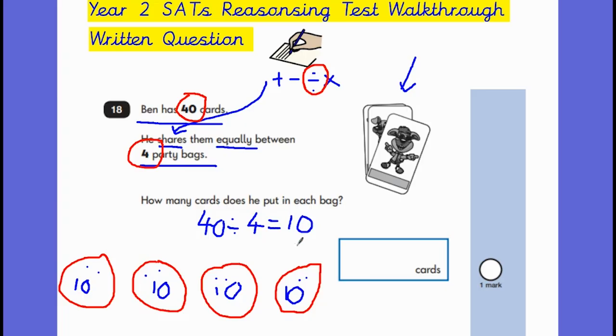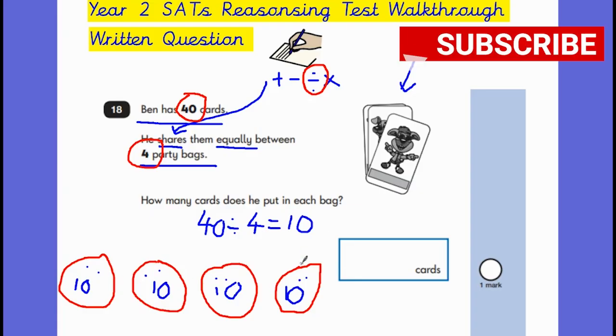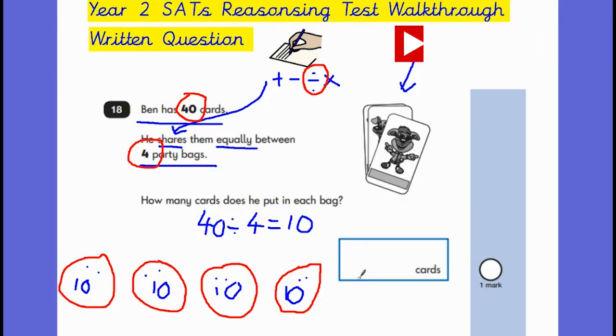So it's completely up to your child where they're up to. If they can do 40 divided by 4 in their head, then great. If they can't, draw the 4 groups and share them out. If they can draw 4 groups and put 10 in each, do it that way. So there's a series of ways of doing it. But the answer to this question would be 10. Remembering to write your answer in the box.